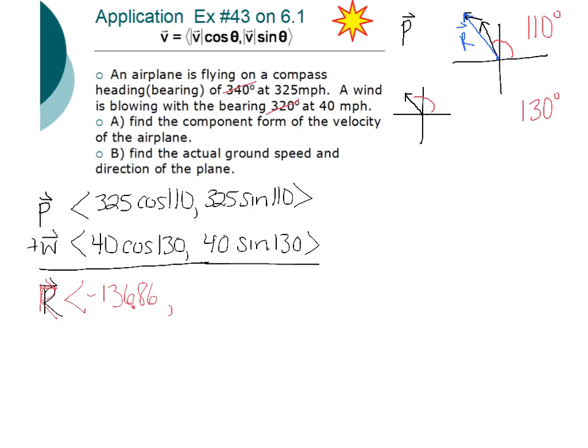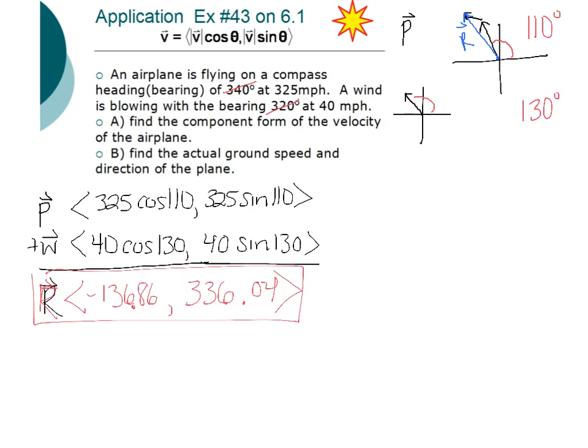This time my vertical component is a positive value, which makes sense because it is up. 336.04. And that represents this resultant vector in component form. We've done part A: find the component form of the velocity of the airplane. So let's go ahead and box that in. That's the first answer. The second part says find the actual ground speed and the direction of the plane.